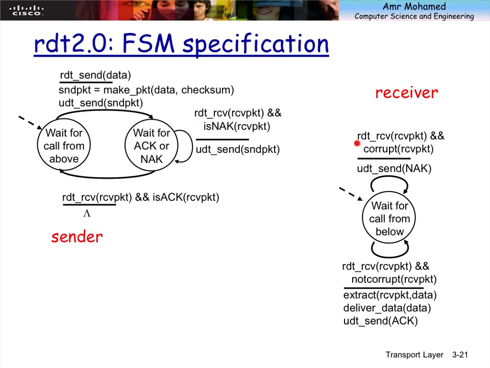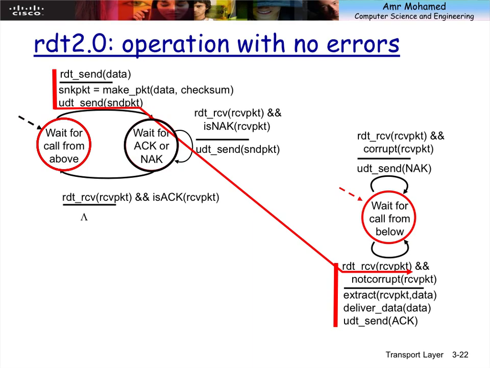So if the segment arrives corrupt, I send negative acknowledgement. If the segment arrives not corrupt, I send positive acknowledgement. That's it. And of course, I have to deliver the packet, deliver the segment up, and send acknowledgement. Or send acknowledgement and then deliver the data up. Doesn't matter. The sequence doesn't matter in that case. Okay? So that's how it works.